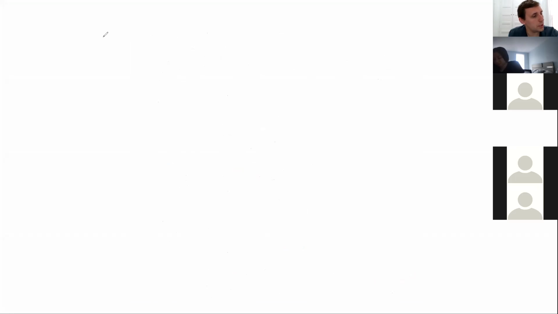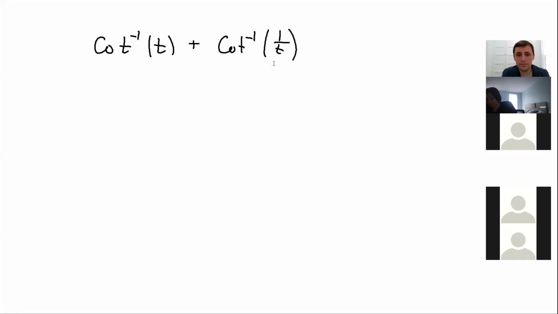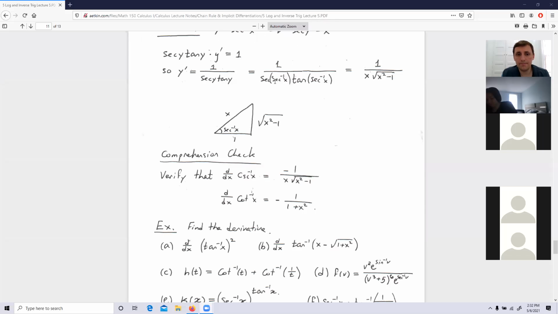Okay, so the function again, I think, was cotangent inverse of t plus cotangent inverse of 1 over t. Am I right? Yes, I am.